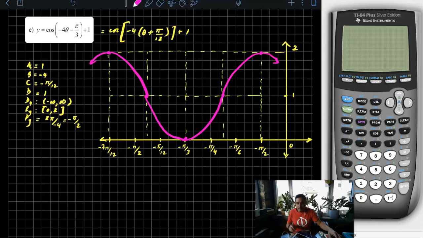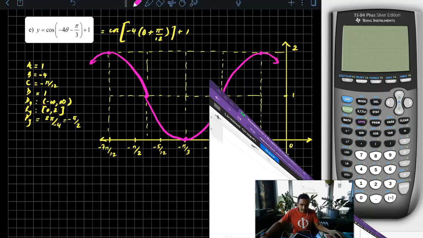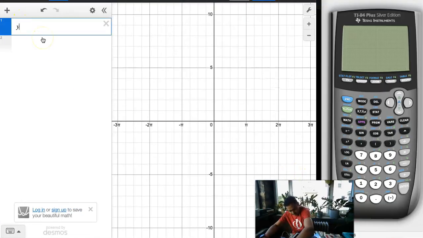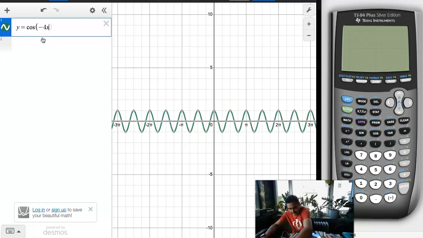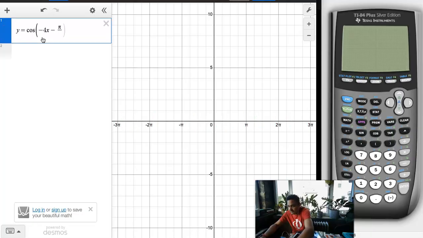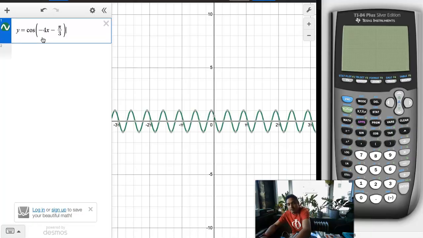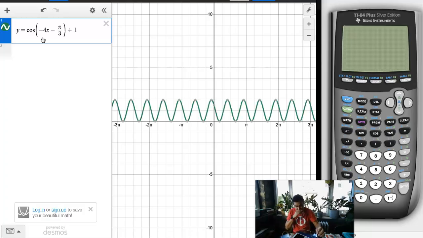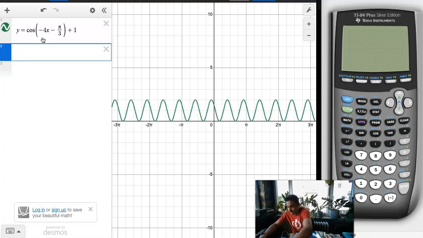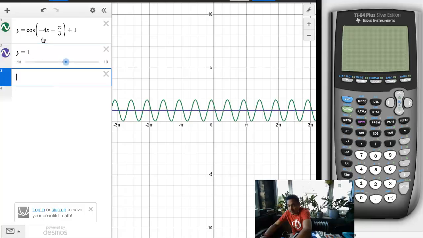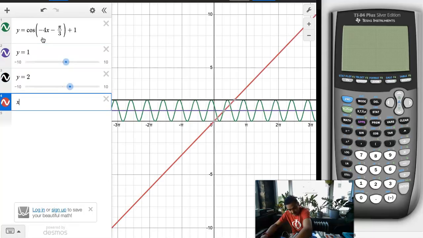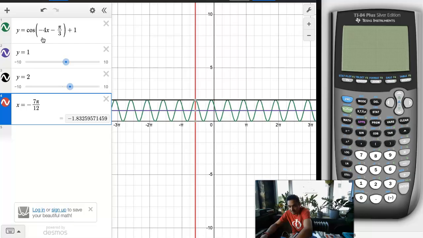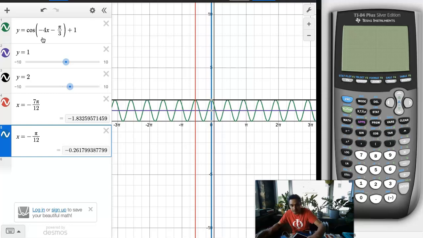We're going to check this on Desmos. I'm going to plug in y equals cosine of -4x plus 1, the original function, because I could have made a mistake. Let's put in some parameters. Let's put y equals 1, y equals 2, x equals -7 pi over 12, and let's even put x equals negative pi over 12.